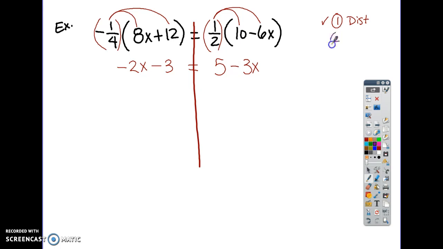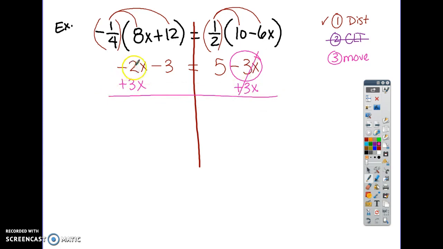Step 2 is to combine like terms. There's nothing to combine on the left, they don't look alike. There's nothing to combine on the right, they don't look alike, so we're not doing that. Step 3, move the smallest variable. So negative 2x or negative 3x, which one is smallest? Negative 3x is smaller than negative 2, so I'm going to add 3x, add 3x. Okay, you would put negative 2 plus 3 in the calculator. That gives you a positive 1x. Bring everything else down, minus 3 equals 5.